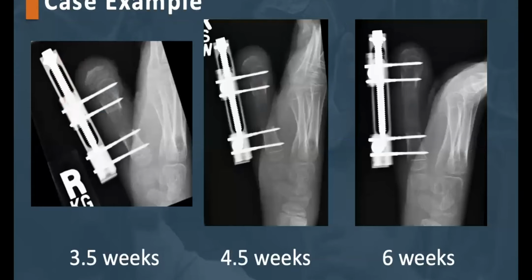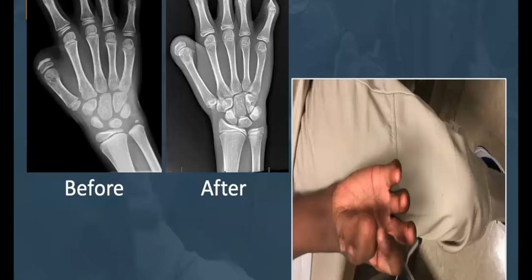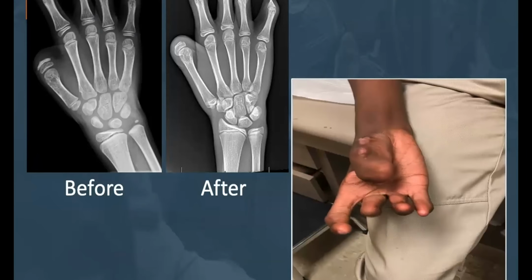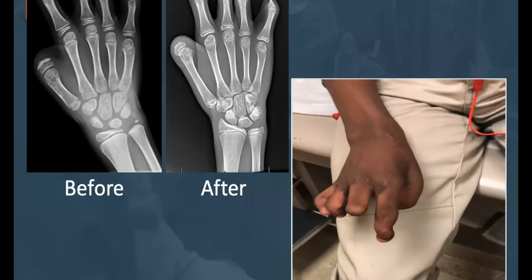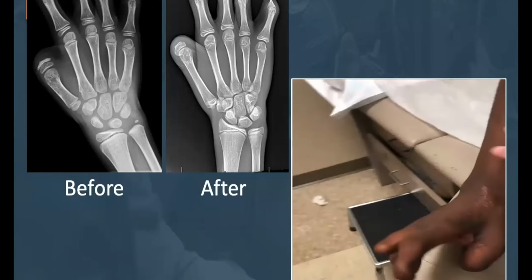Our patient at 3.5, 4.5, and 6 weeks with great consolidation of bone at 6 weeks seen, juxtaposing his before and afters, achieving wonderful metacarpal length, and the ability to oppose to all of his digits. And I don't know about anybody here, but I would not want to thumb wrestle that beast.